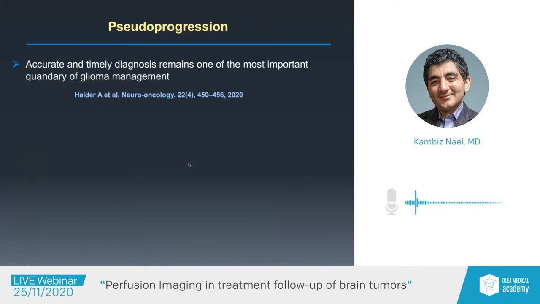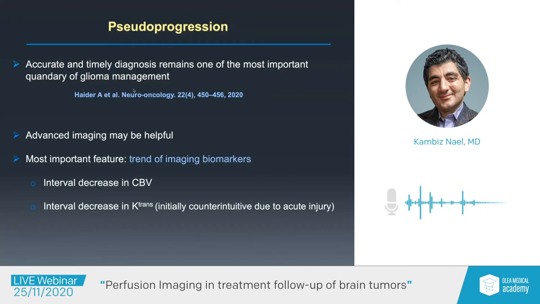Very interesting, this is a statement from a recent neuro-oncology paper that was published just a few months ago in 2020, that despite everything that we have right now, accurate and timely diagnosis of pseudoprogression remains one of the most important quandaries of glioma management. So it is still very challenging, both in terms of reassuring patients that this imaging finding is basically post-treatment change, not recurrence, and also in terms of treatment decision-making, whether to change treatment or stick with the protocol that they already have. It has clinical and prognostic implications.